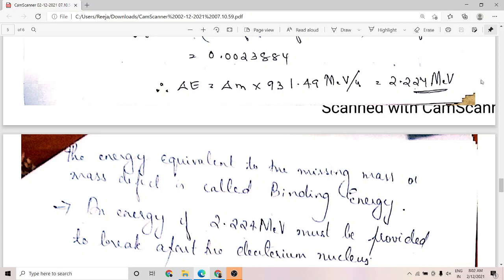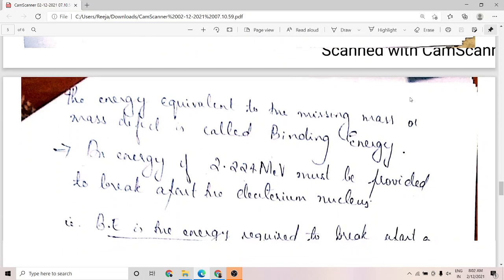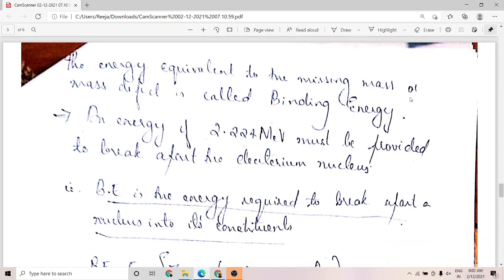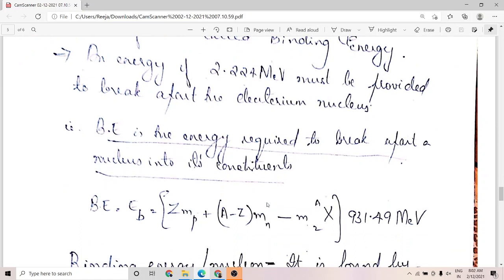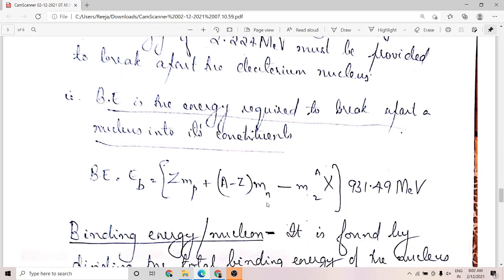If this much energy is required to hold the nucleons together, it means that this much energy must be supplied to break apart the deuterium nucleus. So, here we define binding energy. Binding energy is the energy required to break apart a nucleus into its constituents.